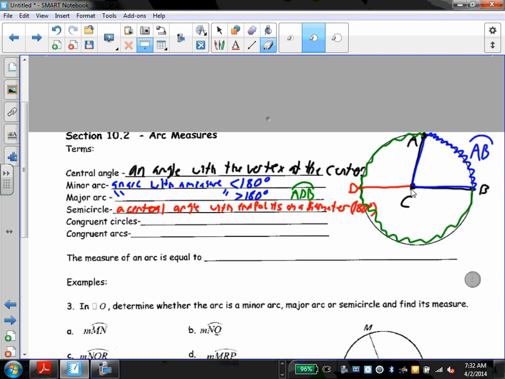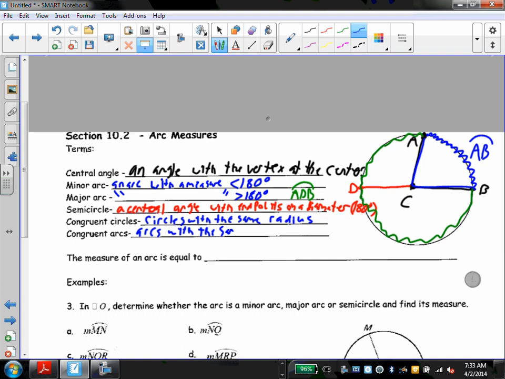Congruent circles are pretty much what you would expect them to be, and congruent arcs are pretty much what you would expect them to be. Congruent circles are circles with the same radius, and congruent arcs are arcs with the same degree measure. So just like all things that are congruent, basically it means that they have the same things. Two of them that are exactly the same.